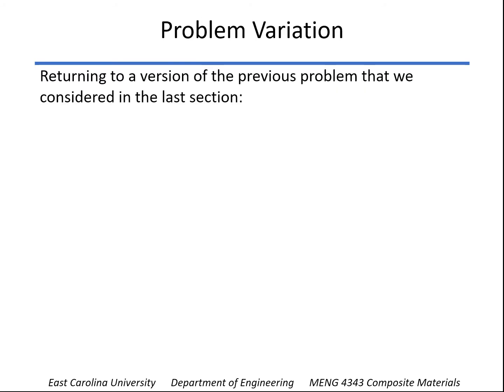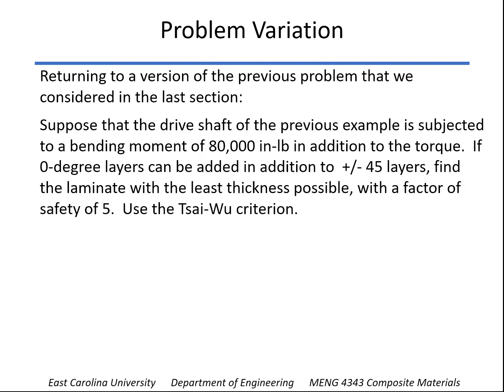So one of the variations we did of that problem, we did several of them, but one we did was to say, okay, there's a bending moment being added to the torque. And since we know that plus or minus 45s aren't very good in taking the bending load, M sub x, then we add some zeros to that. And so what we want to do is to find the laminate with the least thickness possible, factor of safety of 5 for all of the layers.